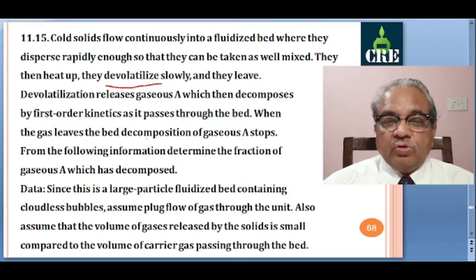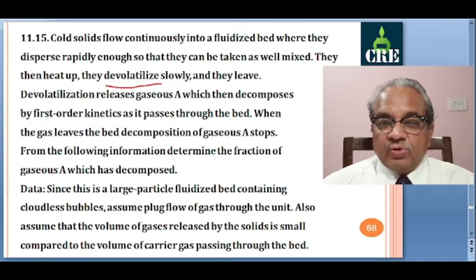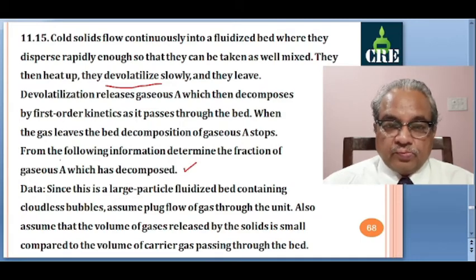When the gas leaves the bed, the decomposition of gaseous A stops. From the following information, determine the fraction of gaseous A which is decomposed. So we have to find out this mean conversion.